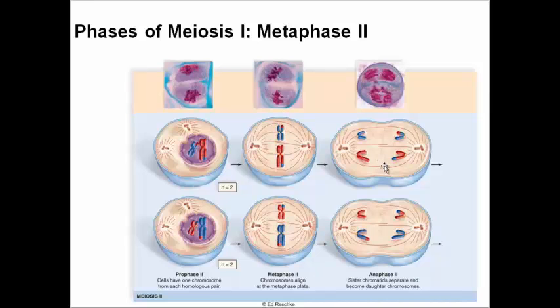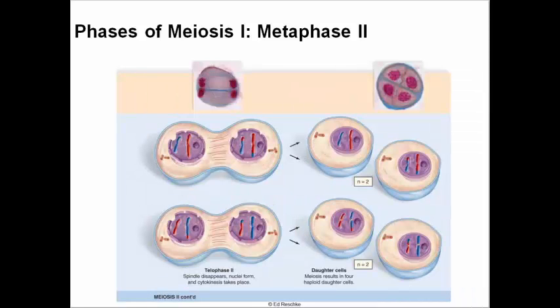Then in anaphase, what splits in anaphase 2 of meiosis? And you will always say the sister chromatids split. The sister chromatids are pulled apart in anaphase 2 of meiosis. We notice that in telophase 2, the nuclear envelope is reforming, cytokinesis occurs, and we end up with 1, 2, 3, 4 daughter cells at the end of this process.